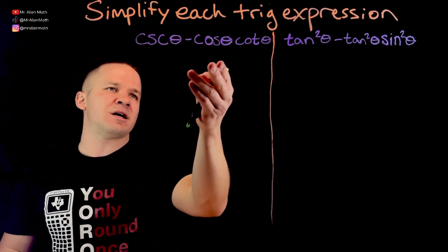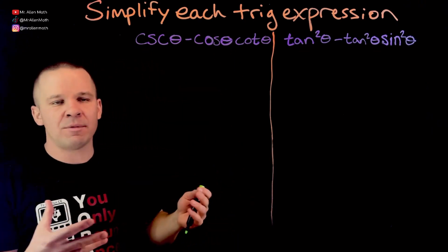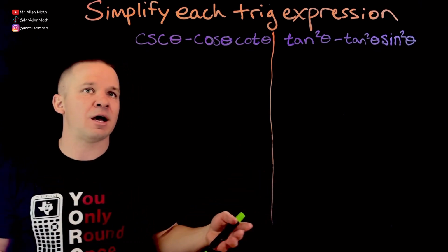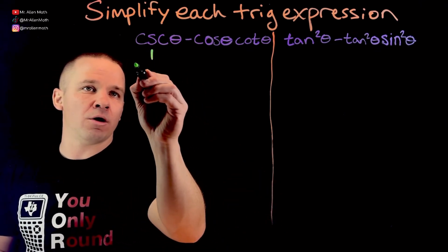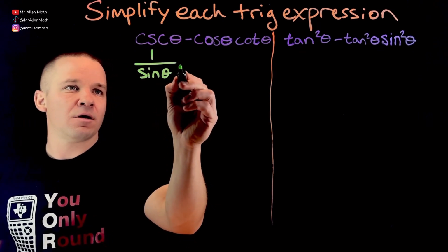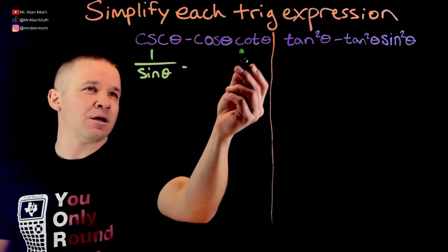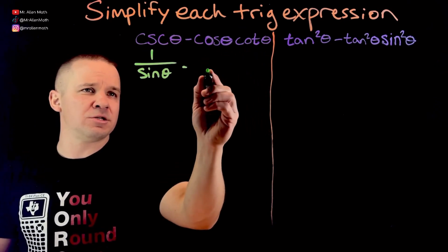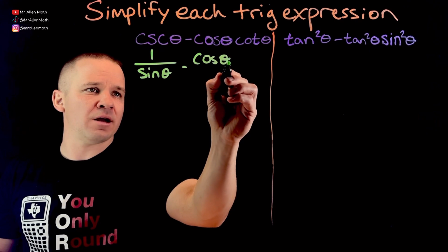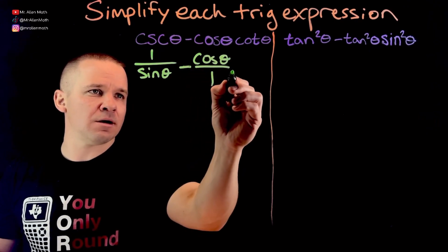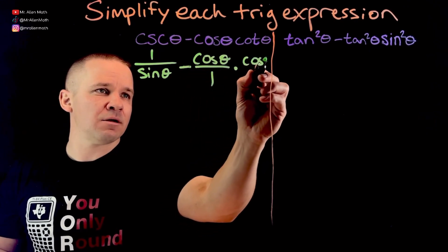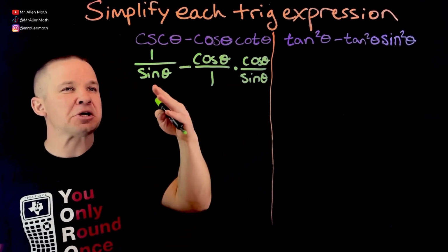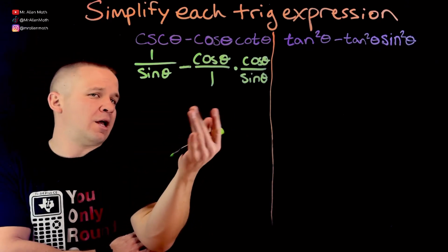Cosecant of theta minus cosine of theta times cotangent of theta. A common move here is let's just rewrite stuff in terms of sine and cosine and see what happens, okay? So cosecant is 1 over sine of theta minus, cosine's already cosine. Cotangent is going to be, what is that? Cosine over sine. So cosine theta over 1, this is a minus there, and then we have cosine theta over sine theta. Bummer it wasn't tangent, right? Because then the cosines would have canceled. But maybe this will still work out okay. Let's see what happens.